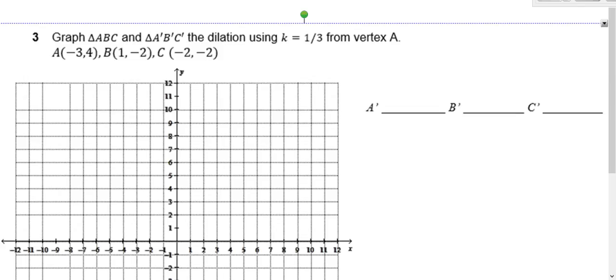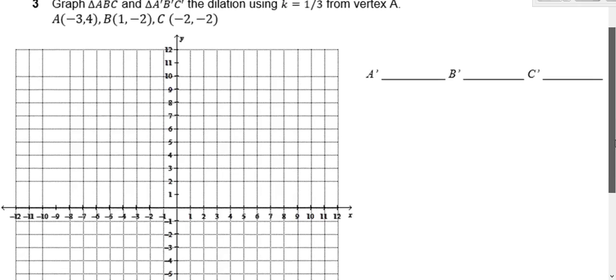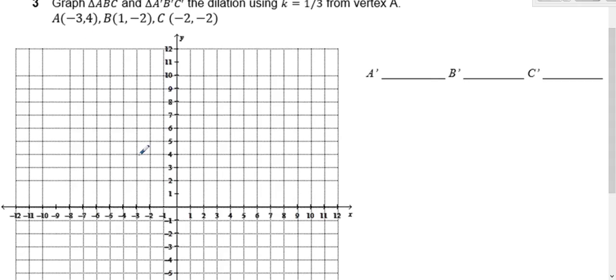So graph the triangle, and we're going to do a dilation of 1/3 from vertex A. So -3, 4. -2. And C is -2, -2. So there's the triangle. If we are doing a dilation with scale factor 1/3, that means all the side lengths will be 1/3 the size of what they were.